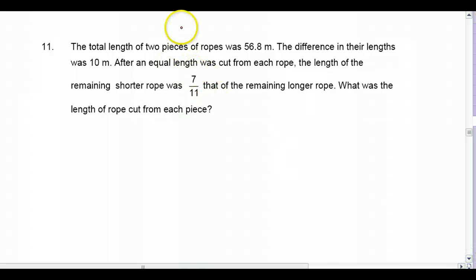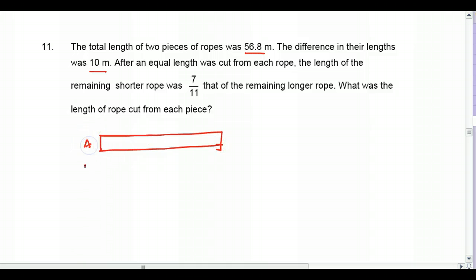Question 11. Total length of two pieces of rope was 56.8 meters. The difference in their length was 10 meters. So, okay, to help me see, I can draw. I have two lengths of rope, length A and length B. Okay, so the difference in the length, I know this is 10 meters. Total length is 56.8 meters. Is this clearer?